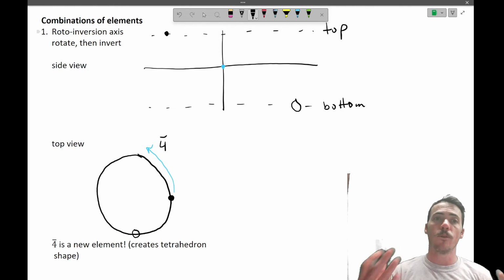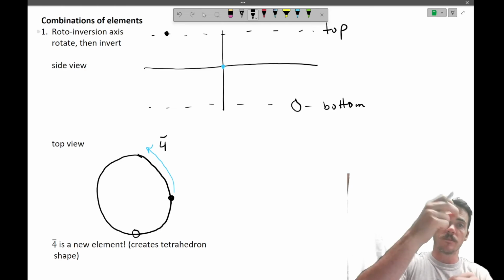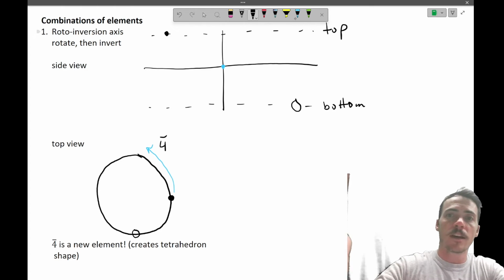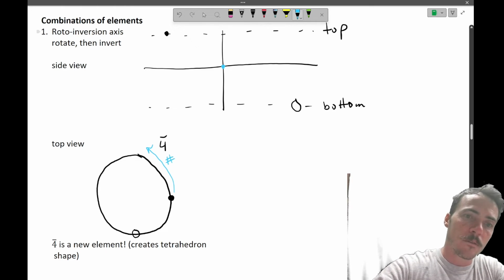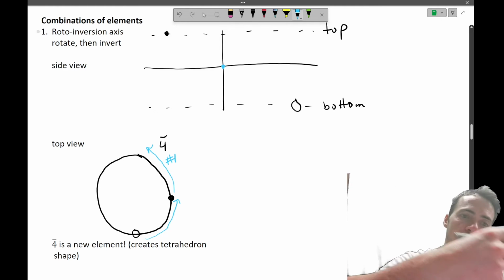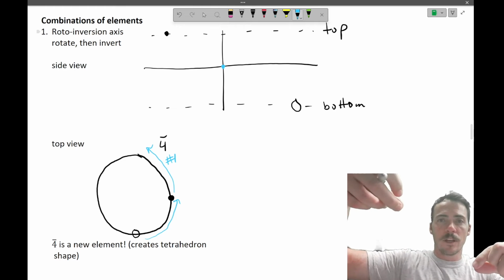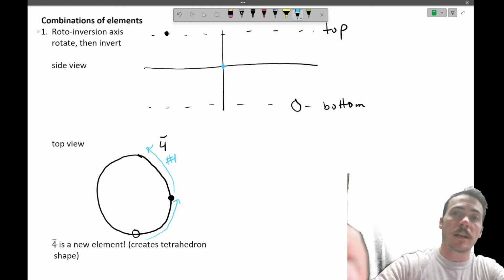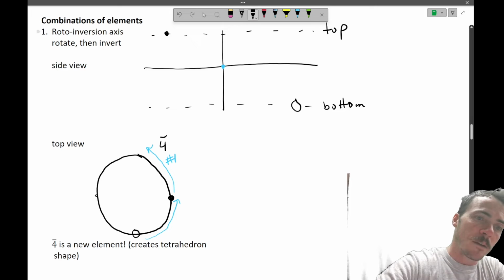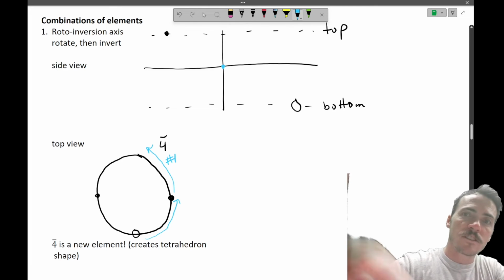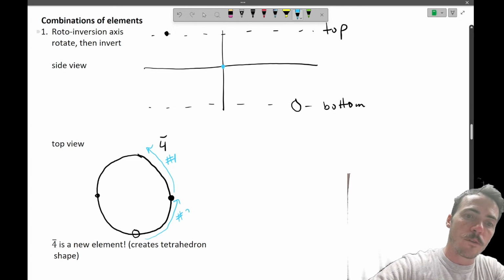But because it's a fourfold roto-inversion, we're going to do this 4 times to get back to where we started from. So the second one, this is number 1, the second one is going to bring us here, but then we have to invert. Because it was on the bottom as it was rotating, now it's going to invert through it, and it's going to come back to the top, which is going to put an atom right here. So that's our second of our 4 roto-inversions.